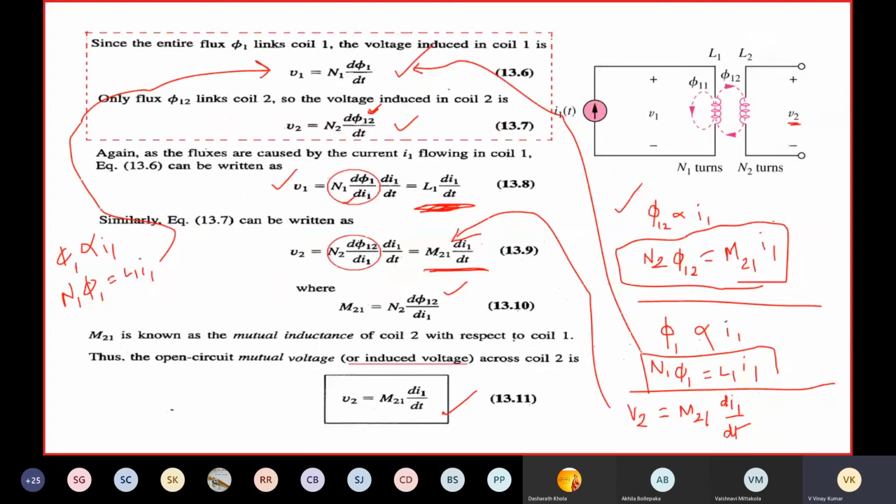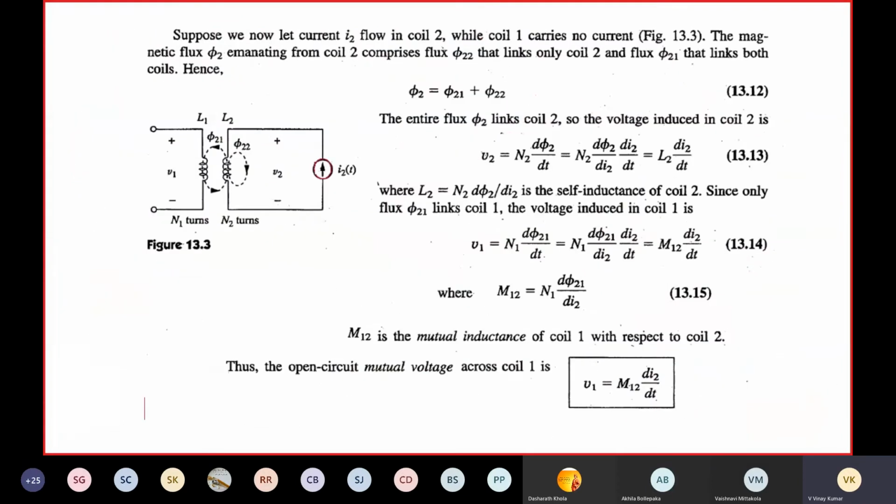So here phi 1 is equal to phi 1 1 plus phi 1 2. Phi 1 1 is the flux which is linking coil 1 only. Phi 1 2 is the flux which is linking coil 1 as well as coil 2. That is mutual flux.